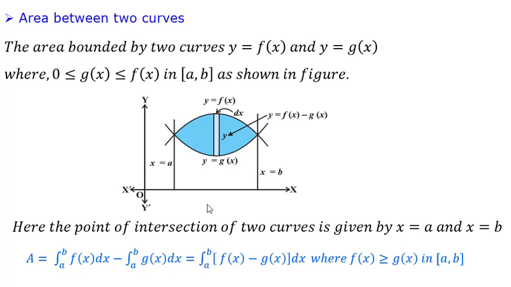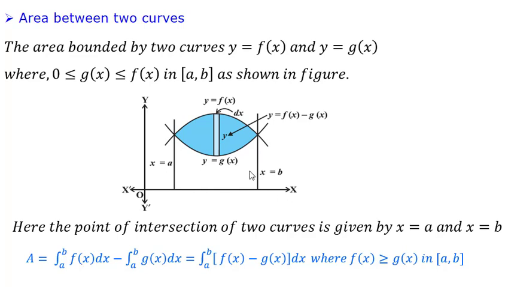Okay, you can easily figure out that when we find the integral of f of x dx, we are going to get the area between the x-axis and the curve y equals f(x) between points a and b. And when we calculate the area of g(x), we are going to get the area between the curve y equals g(x) and the x-axis between points a and b.